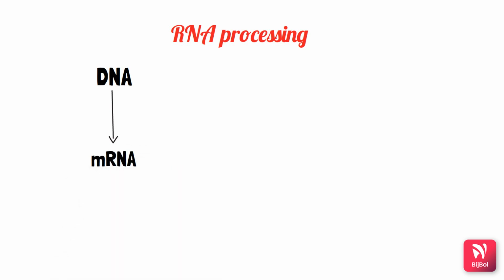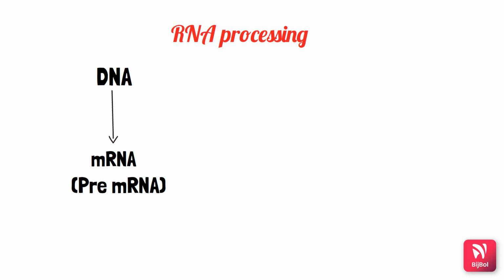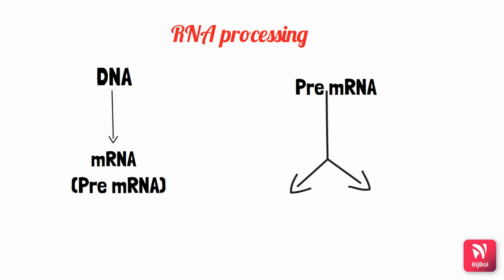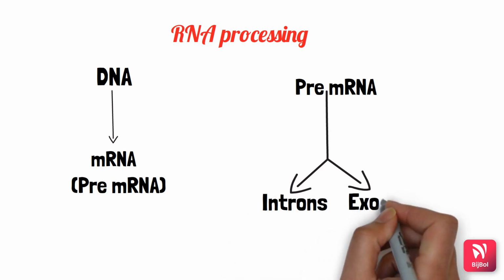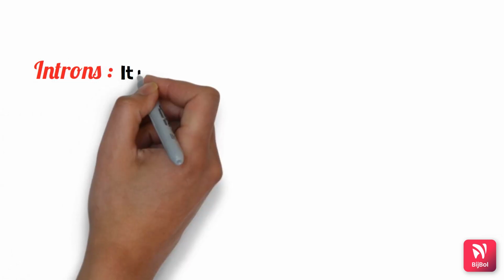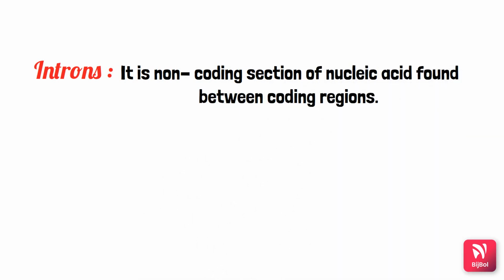First of all, from DNA, mRNA is formed. We have seen that. So what is that mRNA? That is a pre-mRNA. That pre-mRNA has two types of components: introns and exons. What are these introns and exons present in the pre-mRNA? Let us know about this. Firstly, the introns. It is a non-coding section of the nucleic acid found between the coding regions. So please remember, introns are nothing but the non-coding sections.